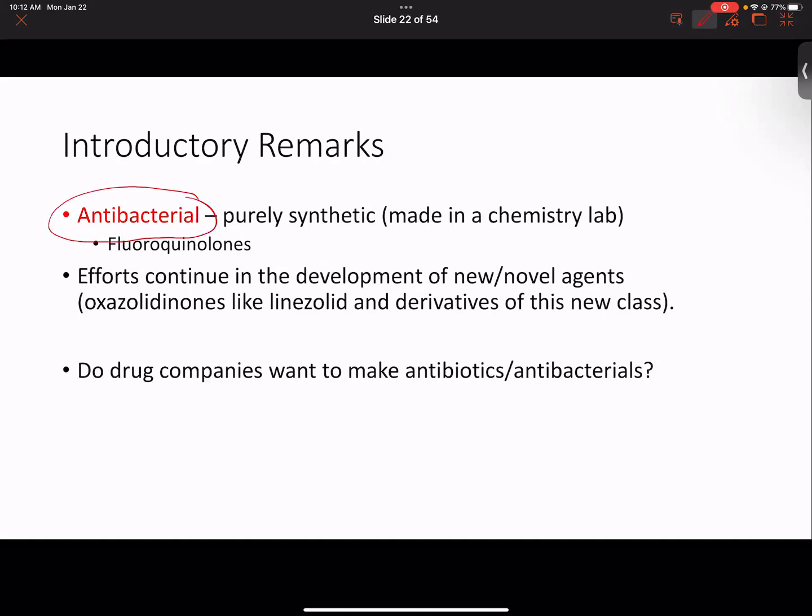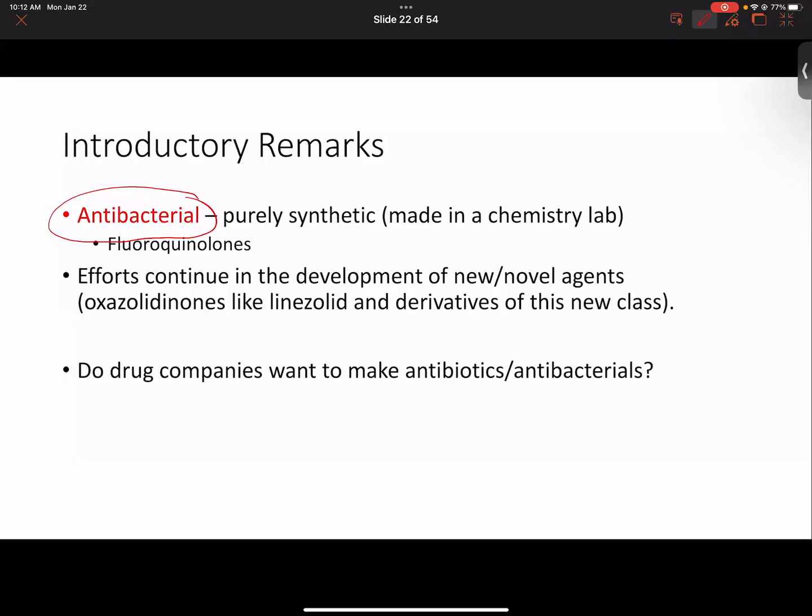Antibacterial is the term we use to describe a substance that was purely synthetic. It was made in the lab by scientists without Mother Nature's involvement, okay? The oxazolidinones, like linezolid, the fluoroquinolones, Cipro, Levo, right? Those are antibacterials.